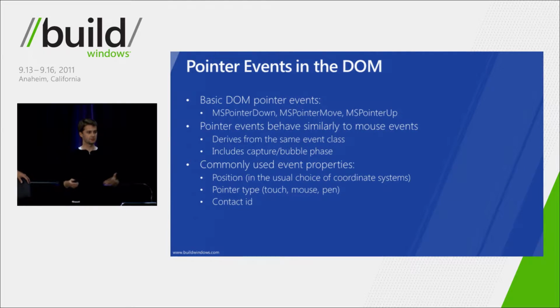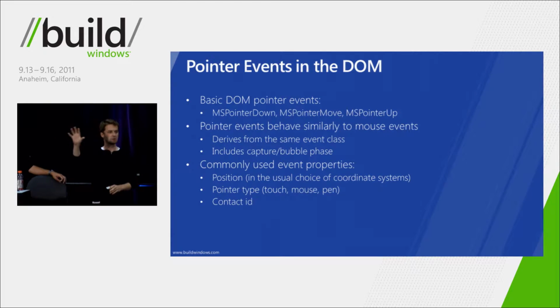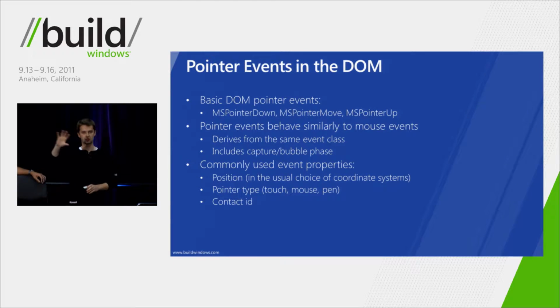You can set up listeners for these. There are also pointer properties on these events, things like the position of a touch or a pen or a mouse. You can get them in whatever coordinate space you want: client, screen, page, etc. There's also the type of the pointer. Is it touch, mouse, pen? If I put 5 fingers on the screen, the way we distinguish these is with contact IDs. Each of them has a separate ID, and so you can track those separate contacts and do something with them.